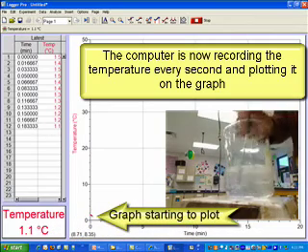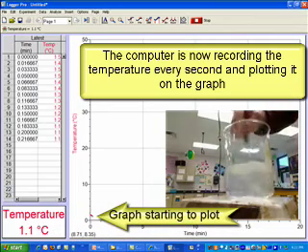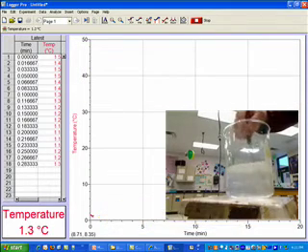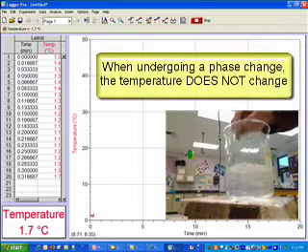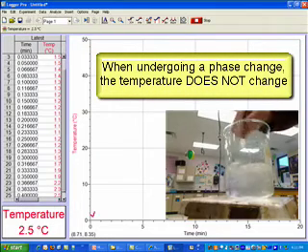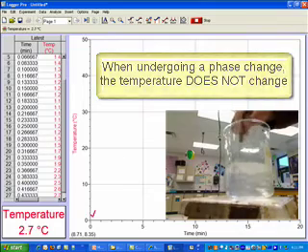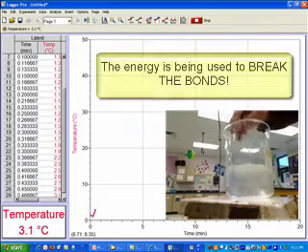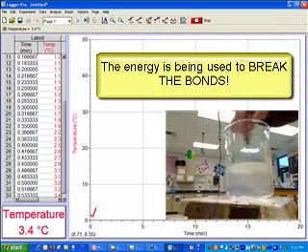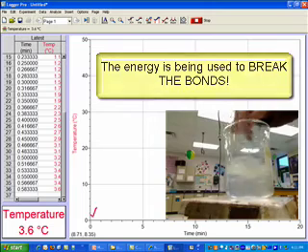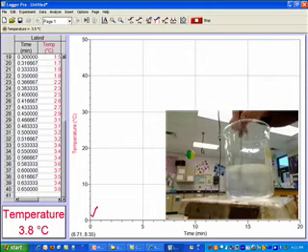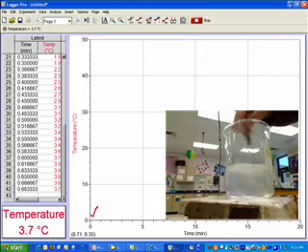I'm going to put it on the hot plate here. Oh, it should get hot really fast now. No, it's actually still going to stay right around where it is. Why? Because when things undergo a phase change, the temperature does not change. Actually, folks, the temperature does not change because the energy being added is being used to break the bonds that hold the ice together, not to heat up the water. So it's staying pretty close to 0. You can kind of see that going there.